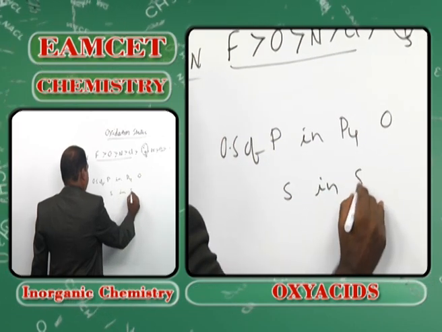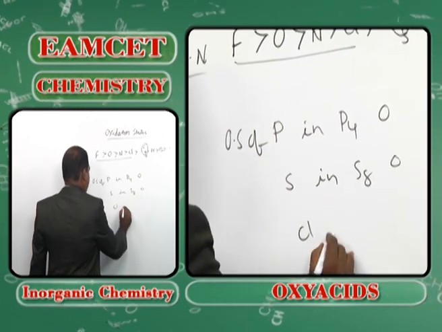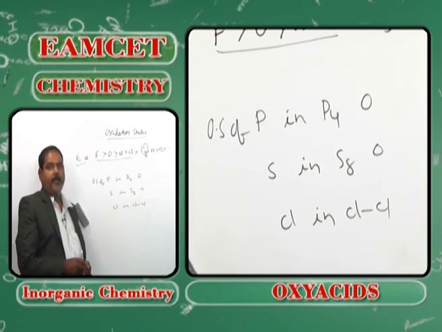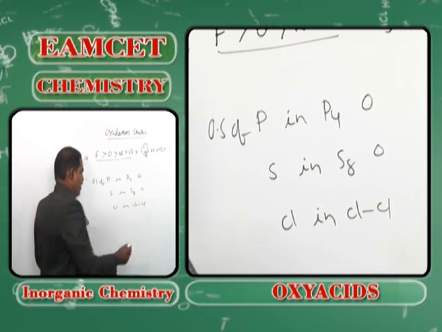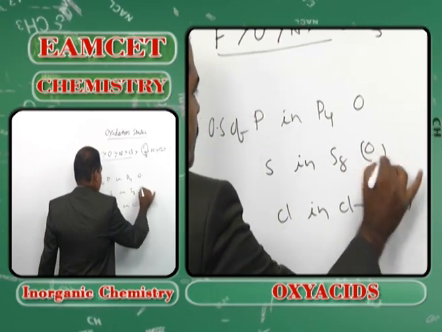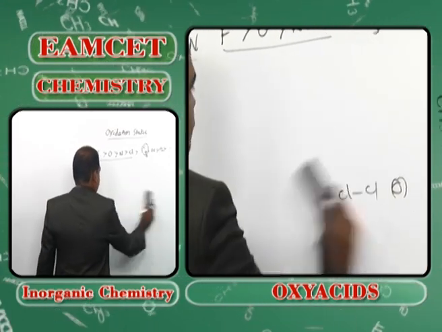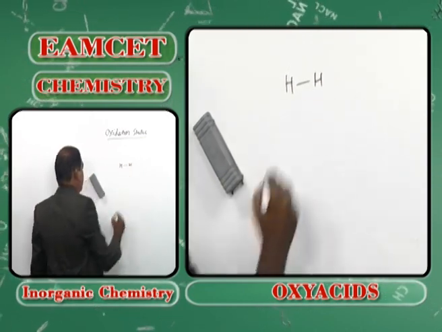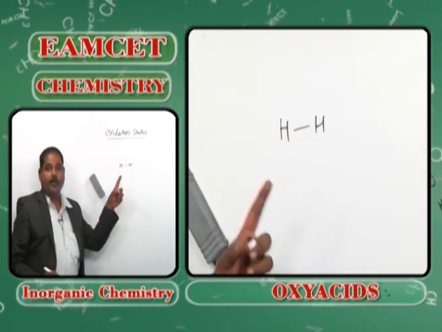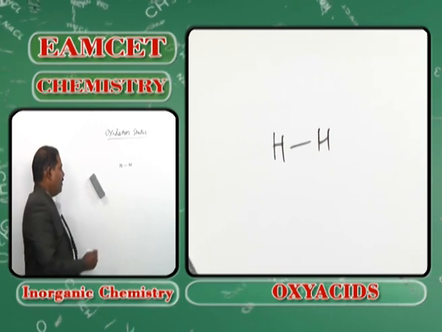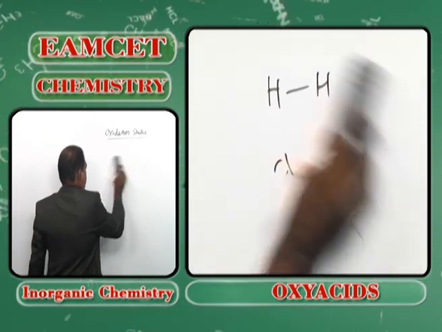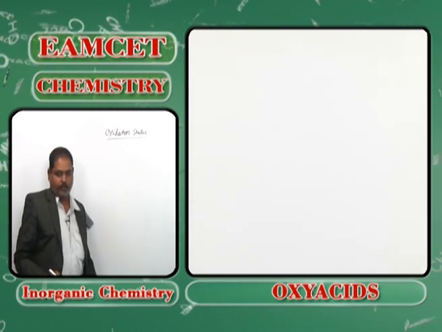S in S8 is 0. Cl in Cl2 goes without saying. What is chlorine doing here? Playing a match with another chlorine. Once again 0. Right? That is it. Tie. H2, hydrogen match ends in a draw because here equal opponents are playing. Okay? So Cl, once again 0. S8, 0. Okay, now let us look at some questions today.